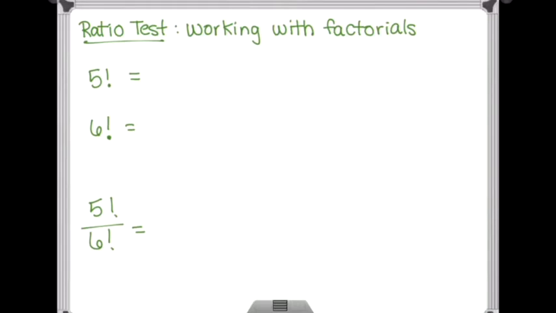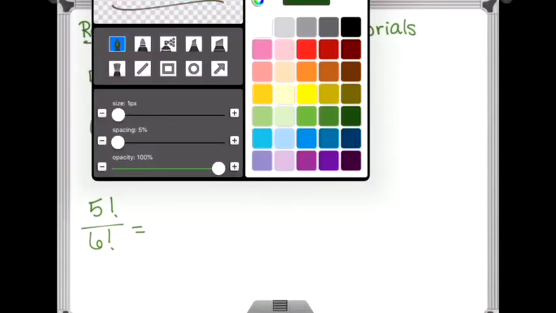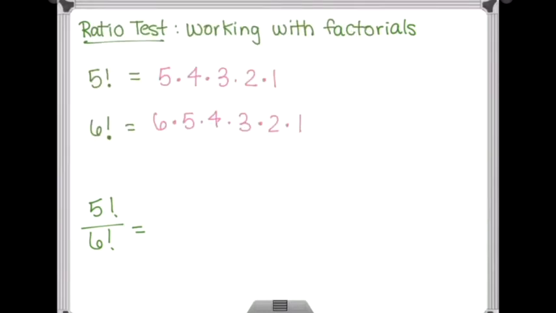As you know, 5 factorial is equal to 5 times 4 times 3 times 2 times 1. 6 factorial is 6 times 5 times 4, etc. Okay, so if I had the expression 5 factorial over 6 factorial, and I'm going to switch to a darker color, that one's not showing up very well. If I have the expression 5 factorial over 6 factorial, let's take a look here.